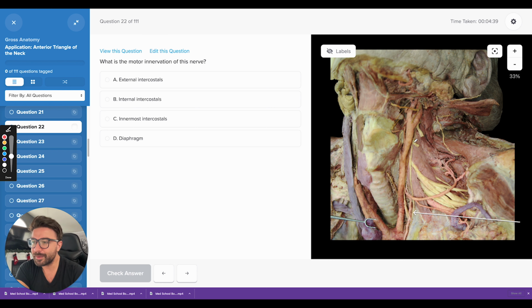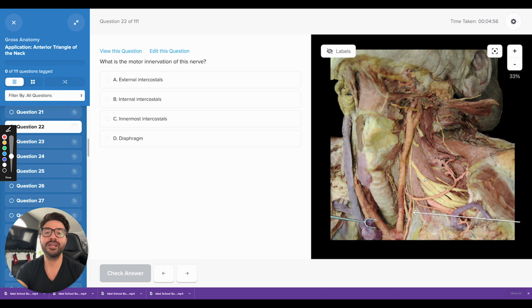So coming back to the original question, we have this nerve right here, and it's traveling inferiorly. It's originating in the upper cervical region, and it's traveling inferiorly, and it's going to enter into our thorax.